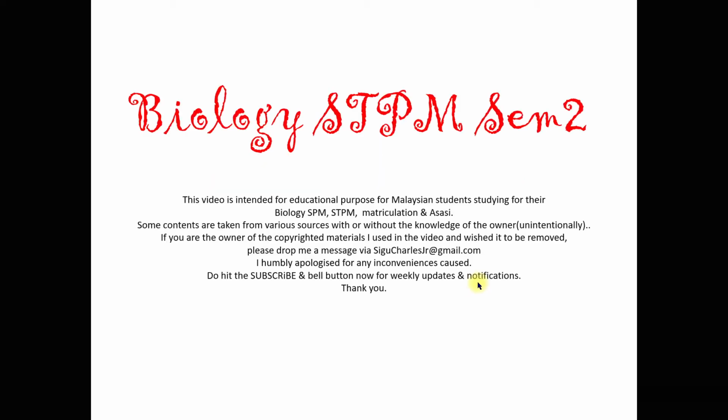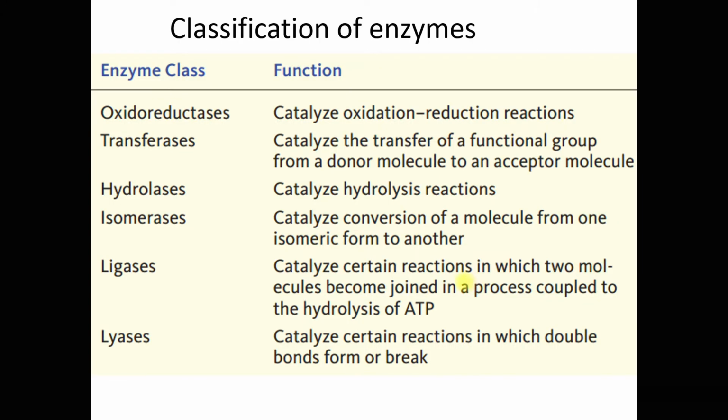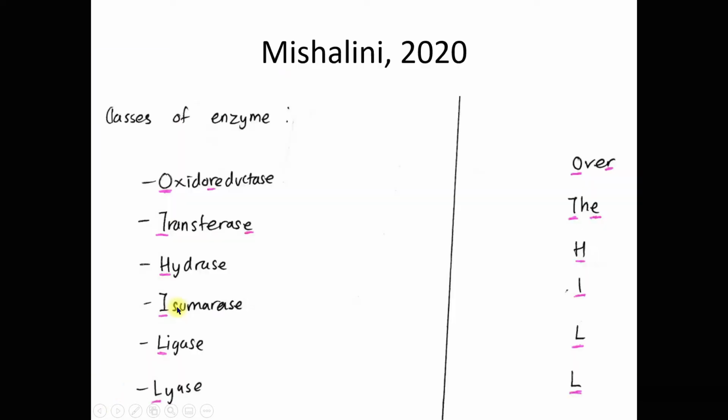Okay, so today we are going to discuss the classification of enzymes. So basically, the classes of enzymes are oxidoreductase, transferase, hydrolase, isomerase, ligase, and lyase. Okay. Now let's go one by one.